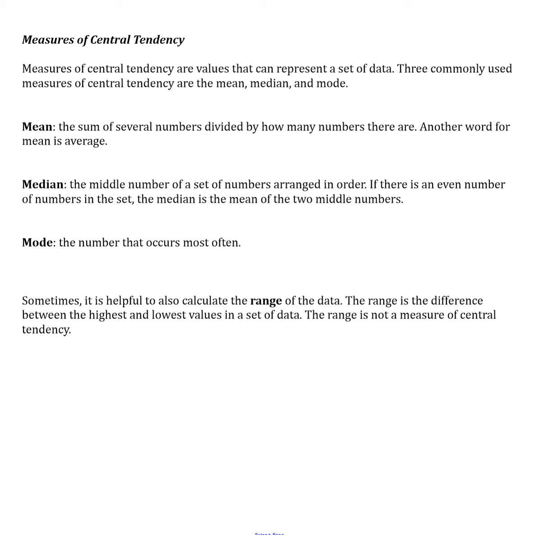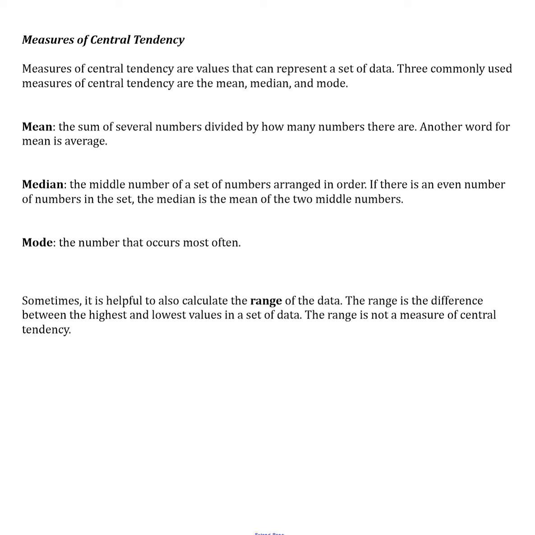Measures of central tendency are just a fancy way of describing things that you can do to represent a set of data. Ones that you commonly hear are mean, median, and mode. So the mean, another word for that is the average. To find the mean, you add up all of the numbers that you have, and then you divide by the total number of numbers.